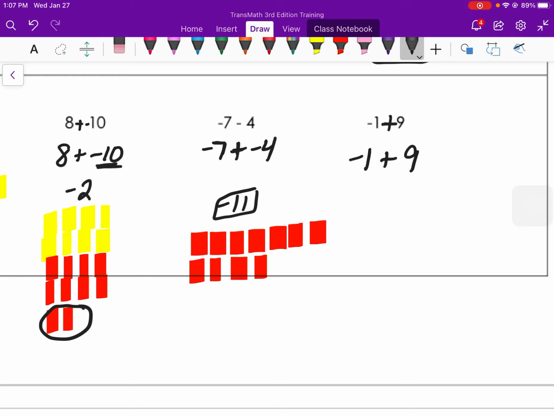Then negative 1 plus 9 is the same thing as 9 minus 1. So they have different signs, so you find the difference between them. The difference between 1 and 9 is 8. It's positive because 9 is bigger and 9 was positive.